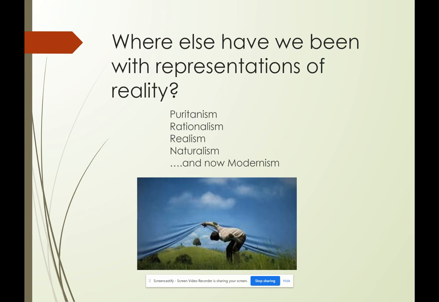In this course, we have considered representations of reality the entire semester, from Puritanism to rationalism to realism to naturalism, and now modernism. With Puritanism, we had a great focus on God and religion, and representations of reality that we saw through a Puritan lens almost exclusively would have the hand of God on them. The rationalist writers, in the era of the American Revolution, Thomas Jefferson and so on, showed an influence of science and a desire to have representations of reality match up with what could be scientifically observed.